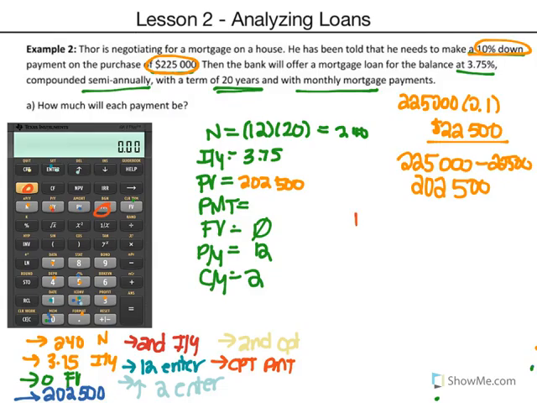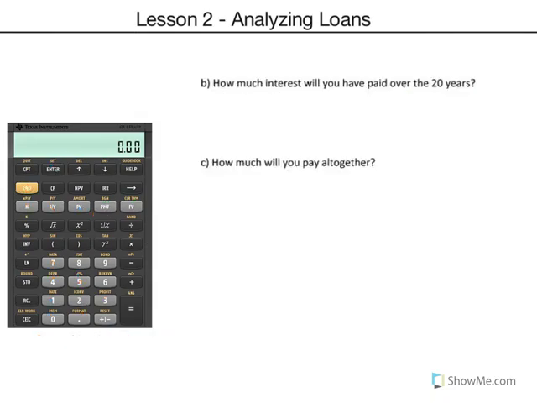And we should get our payment to equal $1,197.55. So that is how much you pay per month on the mortgage. So part B is asking how much interest you'll have paid over the 20 years.